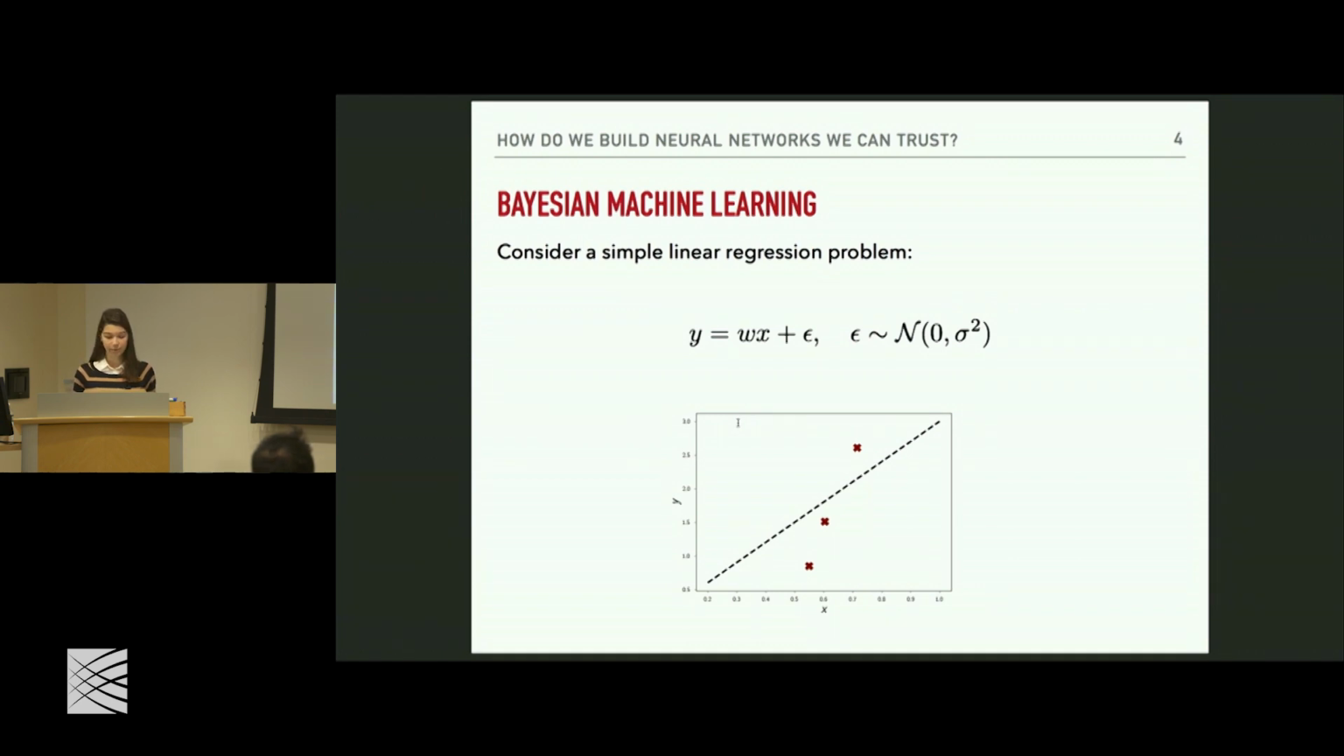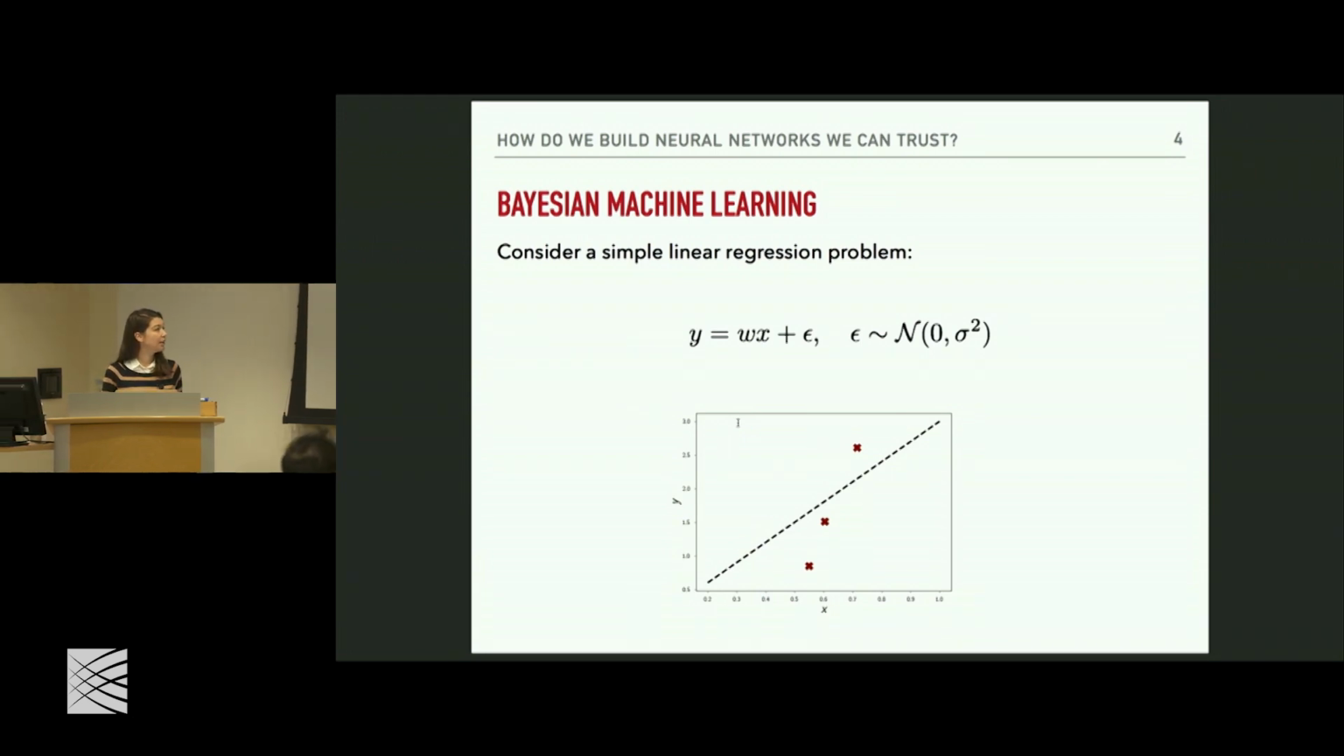Let's consider a simple linear regression problem where we have the observed data on the plot shown with red crosses, and the dashed line is the true model that generated our data. So the targets are a linear transformation of the input x, and we have a single parameter in the model, w, the coefficient before the x, which we want to estimate. And we also have some observation noise epsilon, which is Gaussian noise.